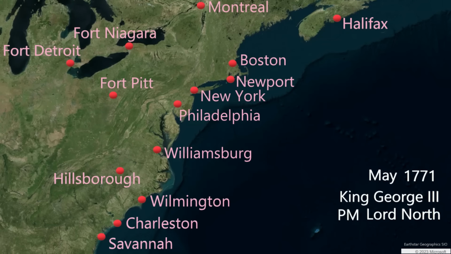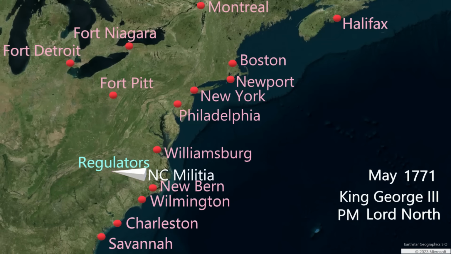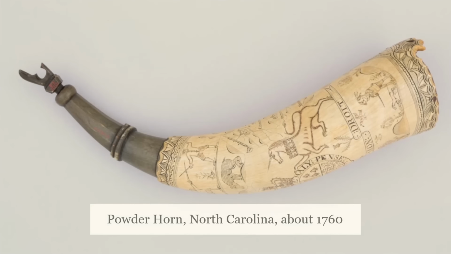May 1771. The Regulators in North Carolina are still not satisfied with the Assembly's concession to Western settlers. The vigilante militia plans to march on the capital at New Bern. Governor Tryon sends his militia to intercept the Regulators. Near modern Greensboro, North Carolina, a battle ensues at the Alamance River. 300 Regulators are killed and their leaders are hanged.